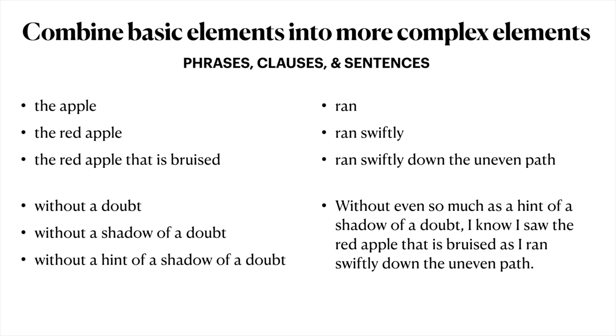Here on this page, we have several different examples. Let's start with something simple. Apple. Well, apple could be made a bit more sophisticated by specifying, is it an apple or is it the apple? Now again, not every language is going to have this distinction, but in English we do. So we can go from apple to the apple. We can then use an adjective to describe the apple in more detail. The apple becomes the red apple.